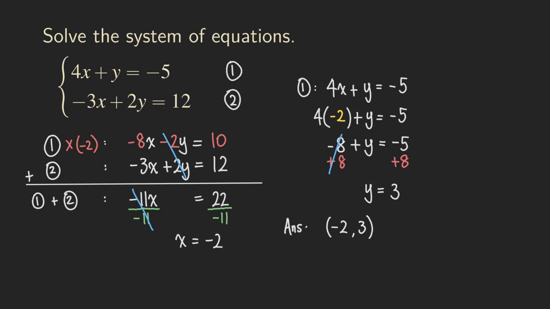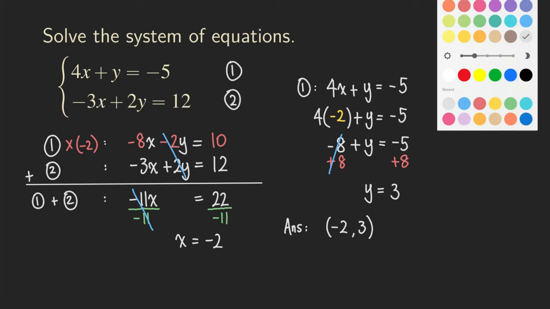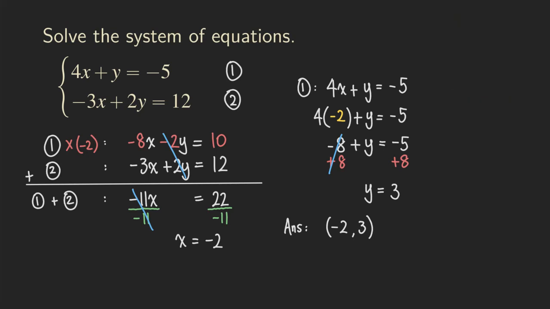And then just keep in mind that the order does matter when you're putting it in the order pair form. What really happens is that the first value that we put here in the order pair is the x value, and then the second value here after the comma is the y value. So we shouldn't be putting 3, negative 2. That's not correct. Okay, so that's it for this problem.